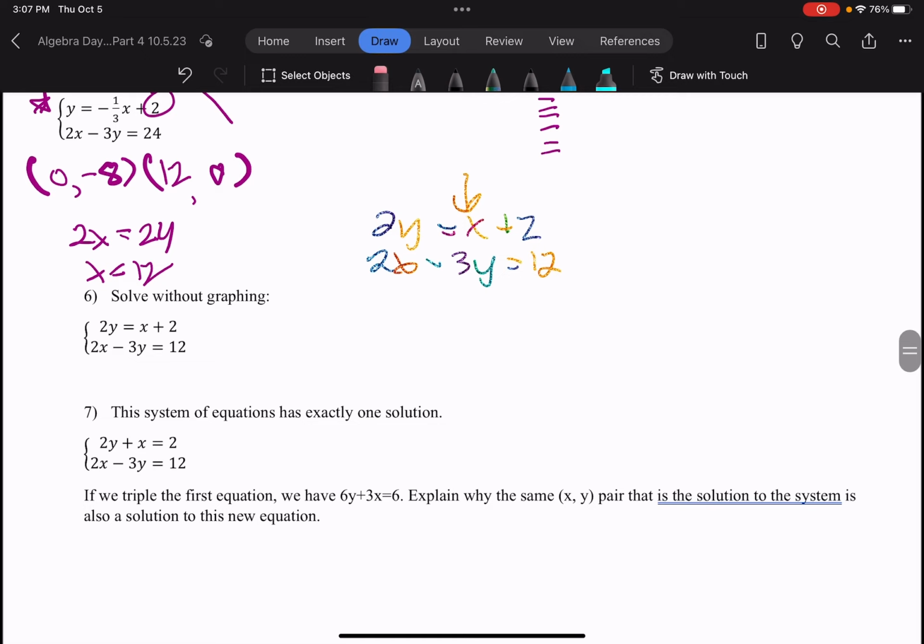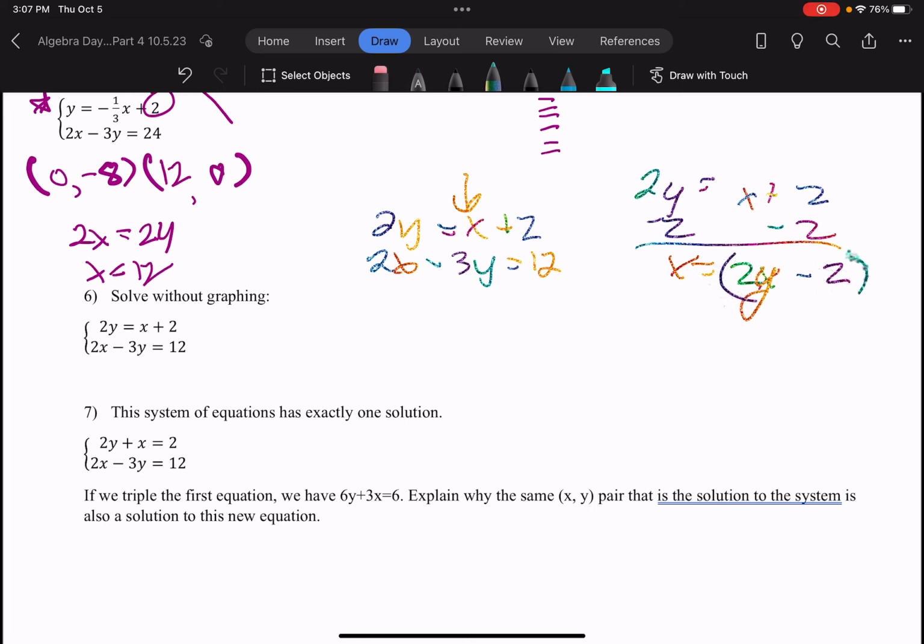If I want to solve for x, I'm going to get 2y equals x plus 2. I'm going to subtract 2 from both sides. So then we get x equals 2y minus 2. This whole thing can now go in place of the x in the other equation. So that would be 2 times 2y minus 2, right? I replace this x, minus 3y equals 12.